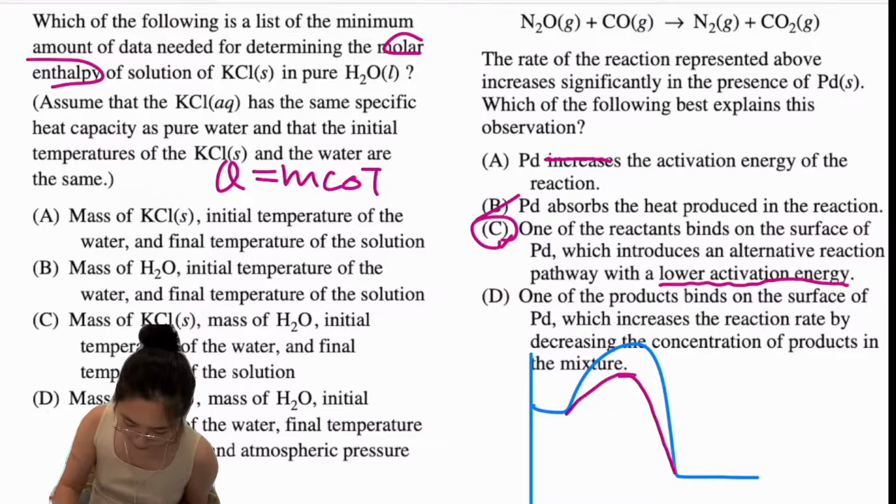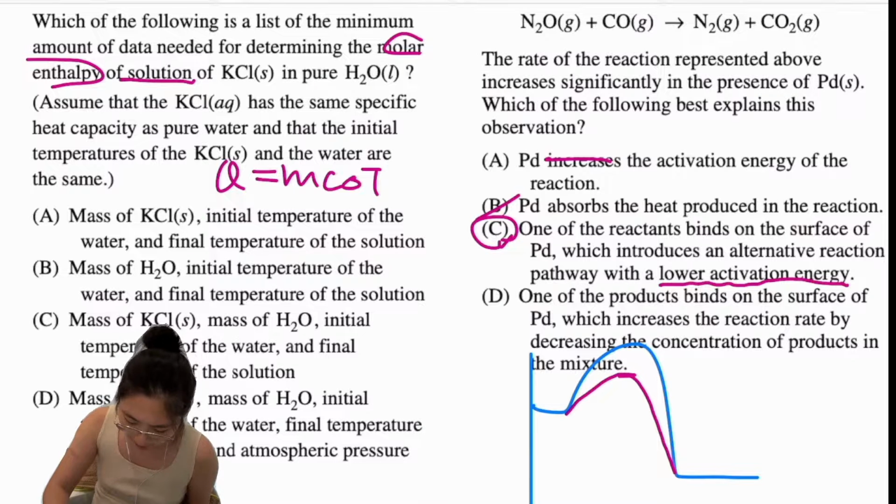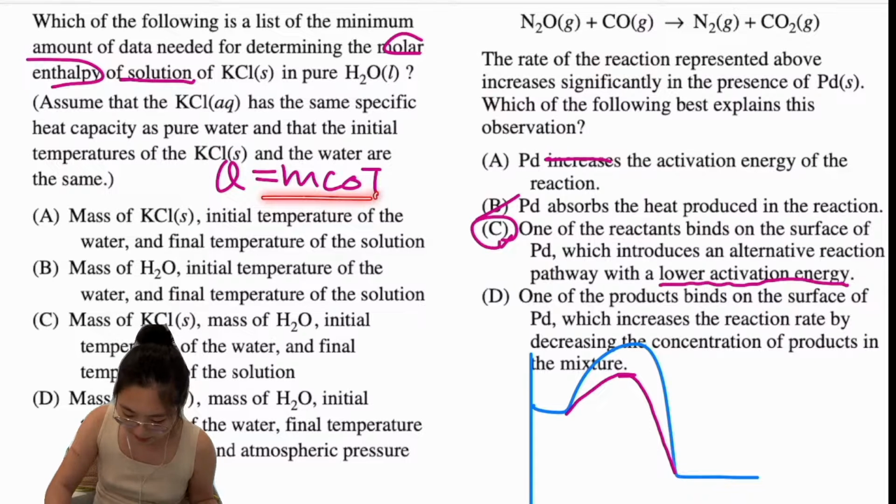So back to this question, molar enthalpy of solution of potassium chloride. When potassium chloride is dissolved in water, it's an endothermic reaction, which means the water will cool down. The water will release the energy. Then I will have to calculate the amount of heat released by water using mc times delta T. So I need to know all of these three.